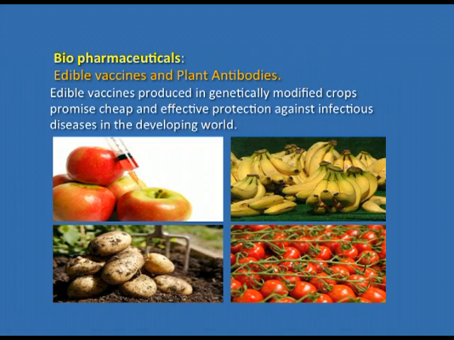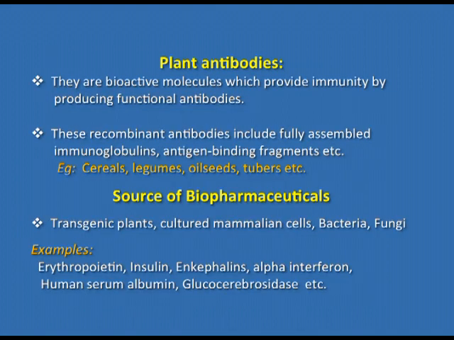You can see the examples here: potato, bananas, apples can be effectively used as biopharmaceuticals or edible vaccines. Now, plant antibodies. They are bioactive molecules which provide immunity by producing functional antibodies. These recombinant antibodies include fully assembled immunoglobulins, antigen binding fragments, etc. The examples of plant antibodies are GM cereals, legumes, oil seeds, tubers, etc.